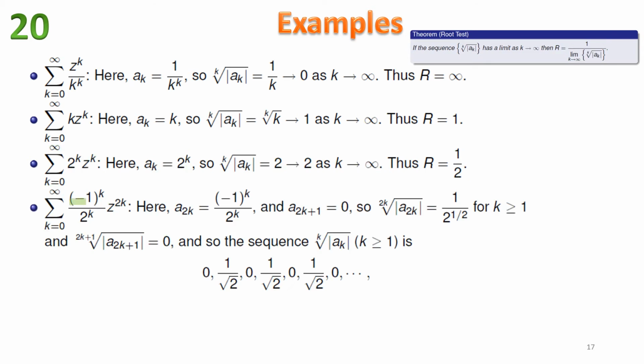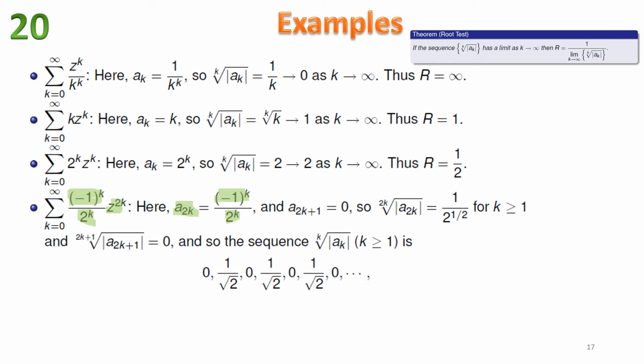Now let's consider this series, minus 1 to the power k divided by 2 to the power k, into z to the power 2k. Here we have to identify the coefficients, the even coefficients I am talking about: a_2k is equal to minus 1 to the power k upon 2 to the power k. Now to understand this, we should first write down this series.